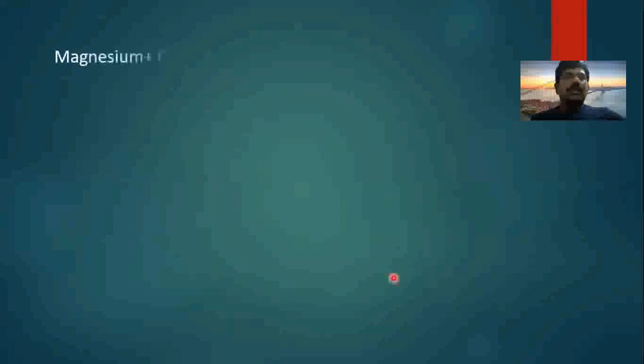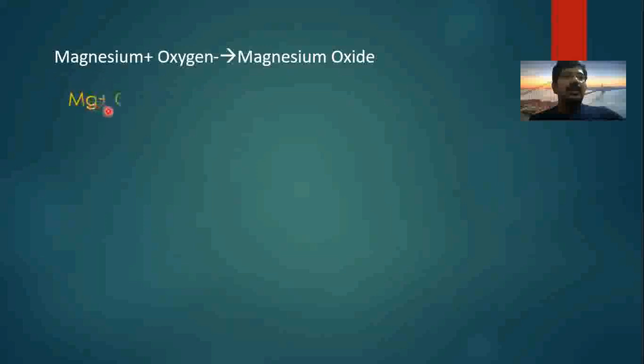Let us verify another example. Magnesium bonds in the presence of oxygen to give magnesium oxide. The symbol of magnesium is Mg. Magnesium always exists as a monoatomic molecule. Oxygen is diatomic. Magnesium plus O2, Mg plus O2 gives us MgO.